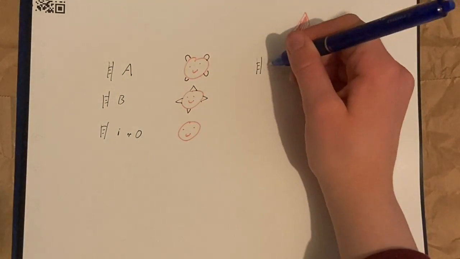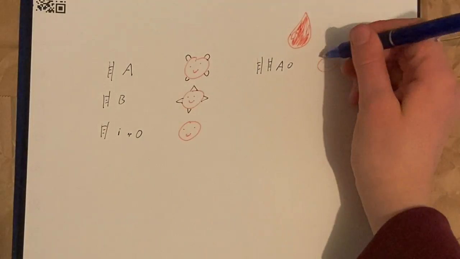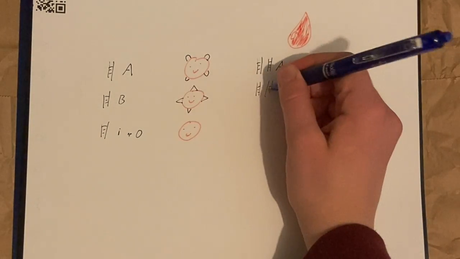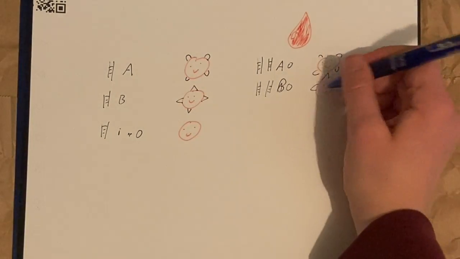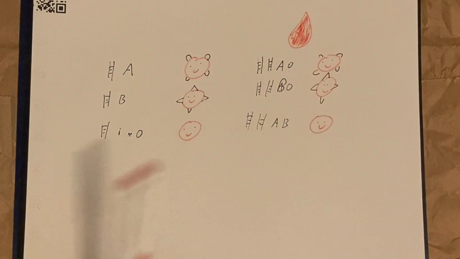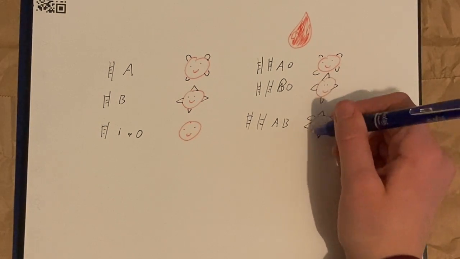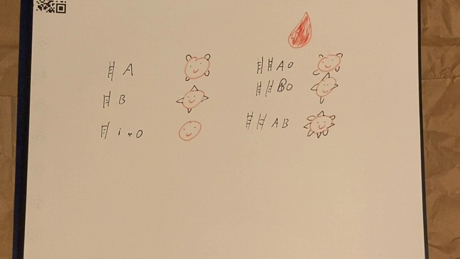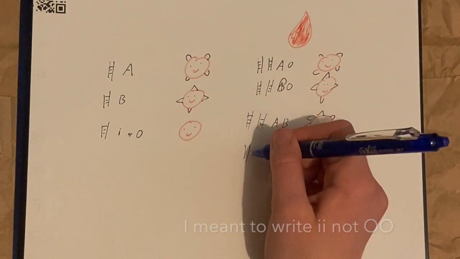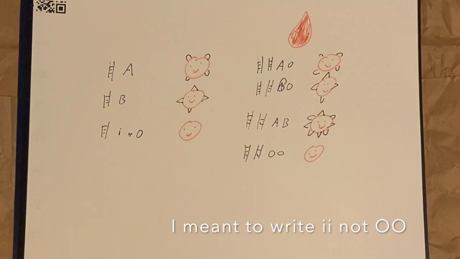A blood cell with allele A will have type A antigens. A blood cell with allele B will have type B antigens. So if a blood cell has alleles A and B, it will have both A and B antigens. This is codominance. Both A and B are dominant to I. Having 2 I alleles and no antigens is called type O.